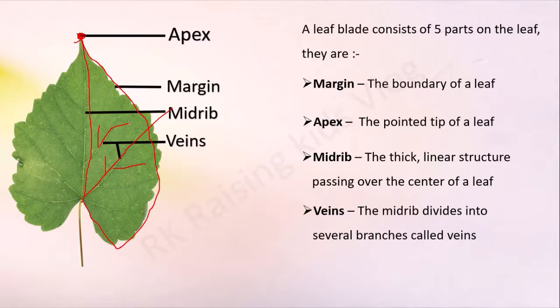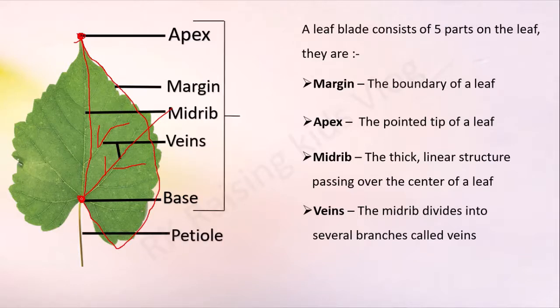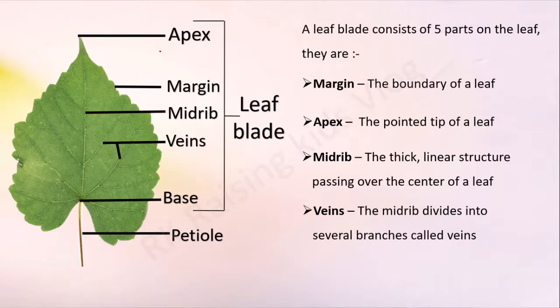So the next is the base. The base of the leaf, from which it starts on the petiole, is known as the base, and this is the petiole. Now these five parts are known as the leaf blade. And please friends, don't forget that you have to mention leaf apex, leaf margin, leaf midrib, leaf veins, and leaf base. But if you just say apex, margin, midrib, veins, base, nobody can understand, they think of something else. So you must mention that it is leaf. I'm not writing it here because I'm showing a leaf and mentioning that it's a leaf blade.